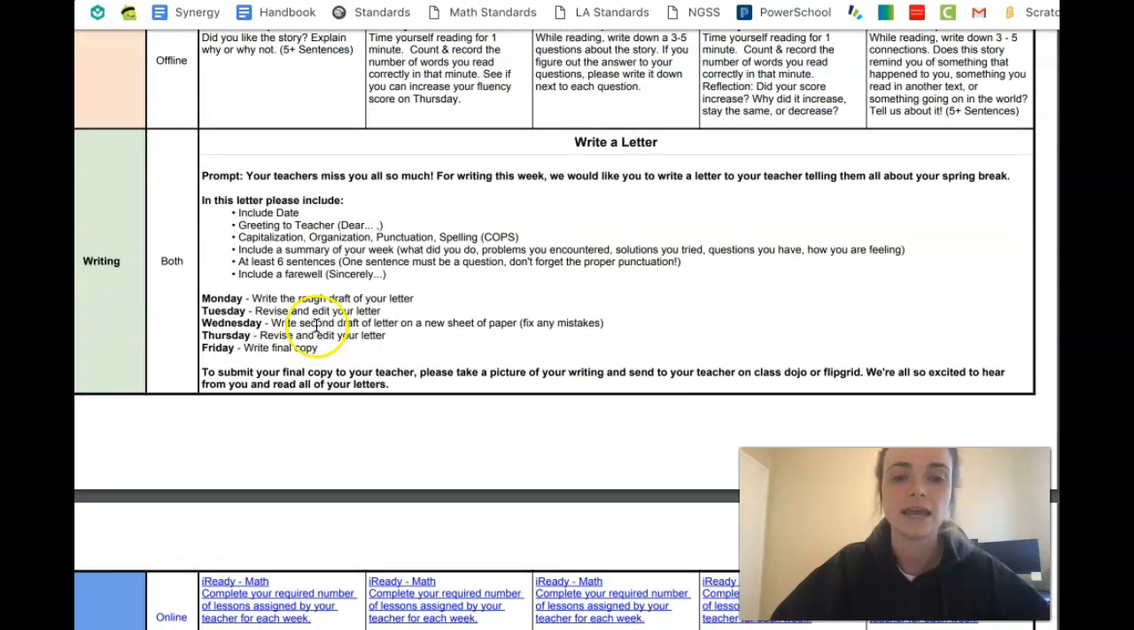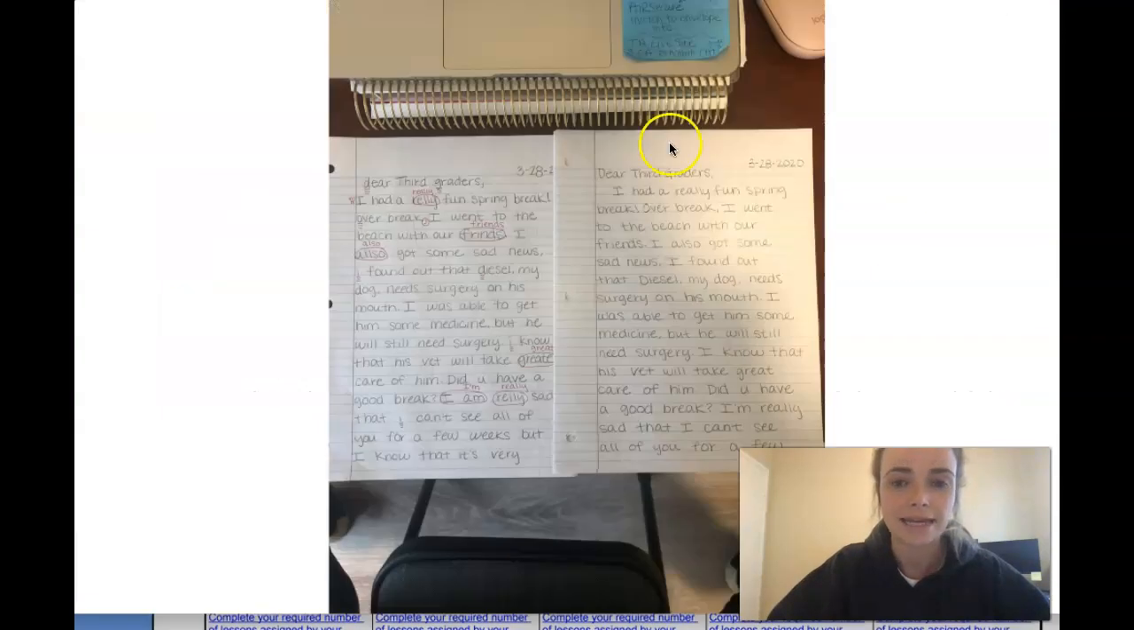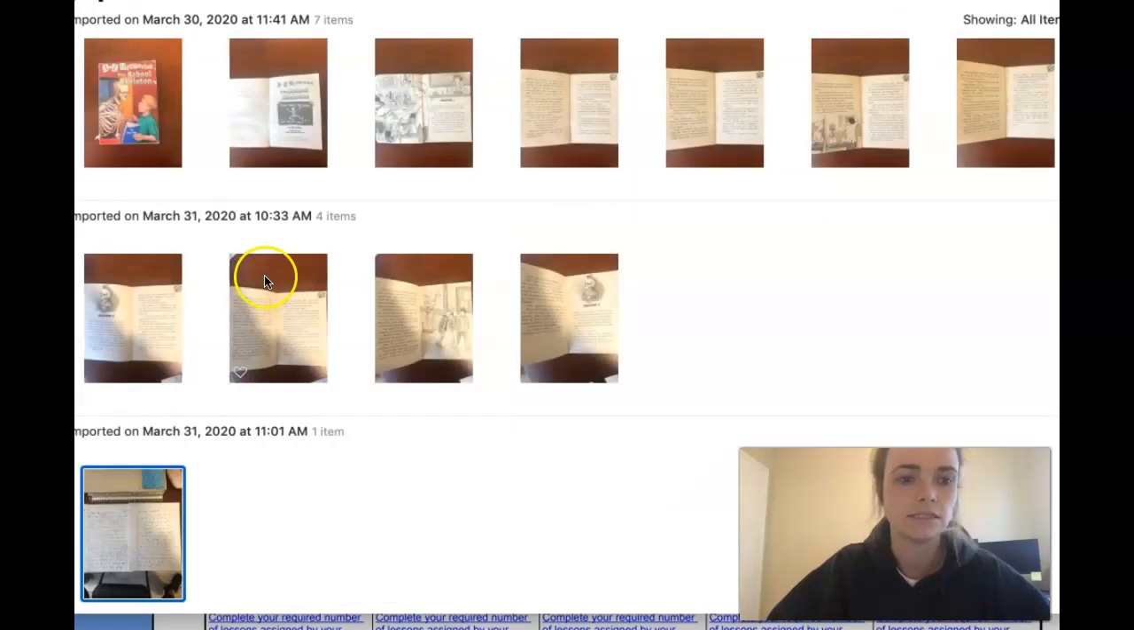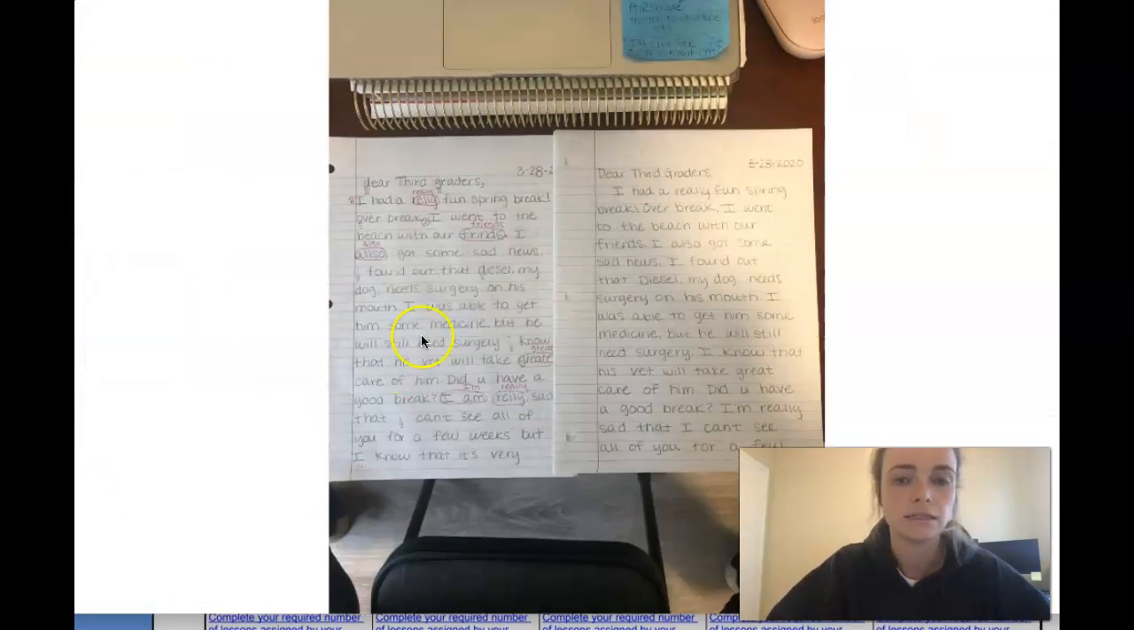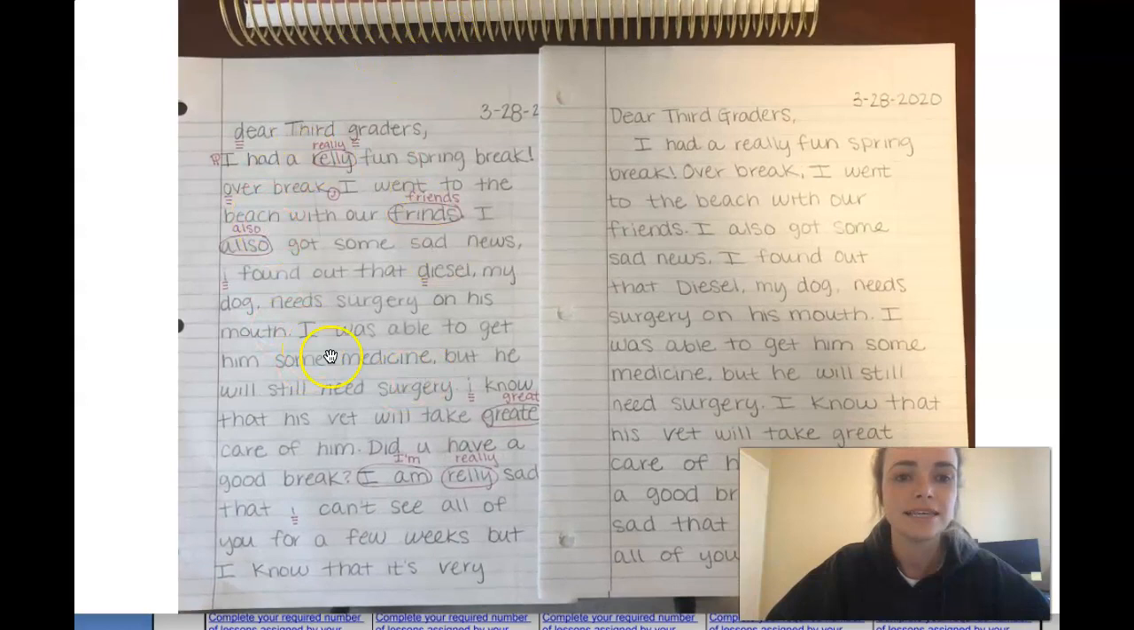So we're on Wednesday. So you're writing your second draft of the letter on a new sheet of paper, fixing any mistakes. So I went ahead and I did that here. Let's see if I can zoom in a little bit to make it a little bit easier. Perfect. Here we go. So as you can see, this copy over here was what I showed you guys yesterday with my rough draft and all my editing marks. Then what I did was I took this rough draft and I wrote my next copy.